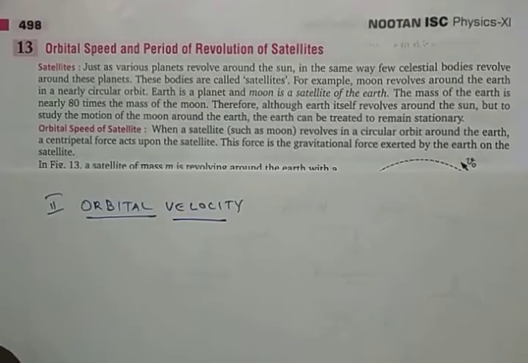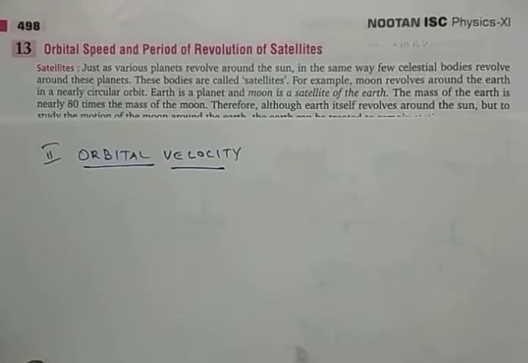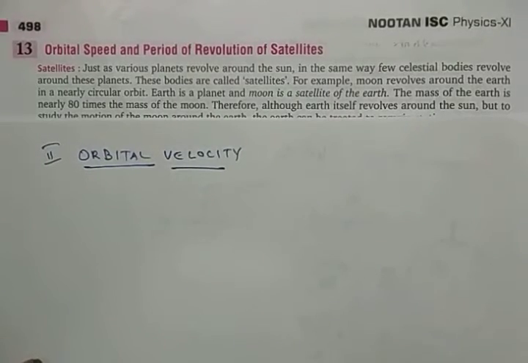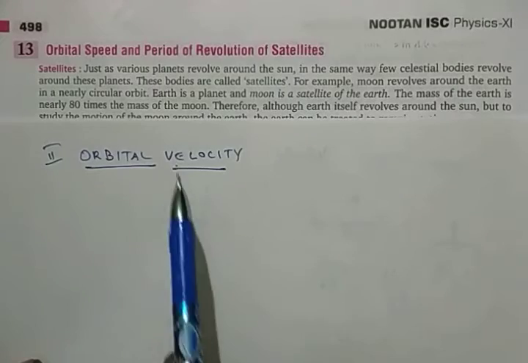So you can write down orbital velocity. You can write down the definition first of all. What is the definition? Yeah, you can go ahead and write this definition. The velocity required to be given to the satellite after reaching a height above the surface of Earth so that it can revolve around the Earth in its own orbit is called orbital velocity.